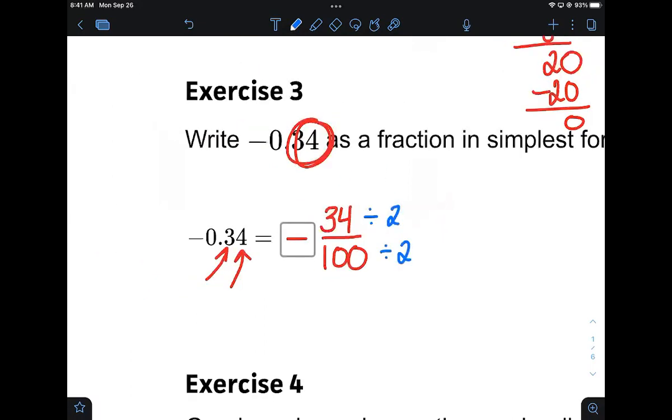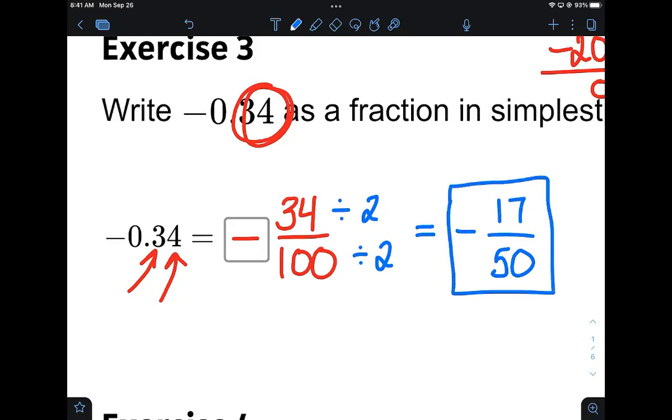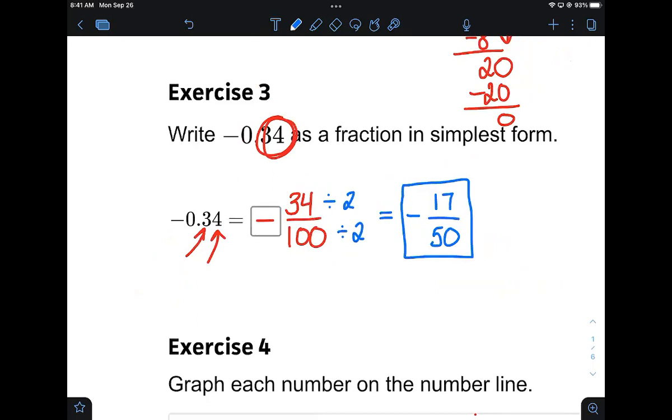All right, so Isaiah, what's half of 34? 17. And half of 100? 50. Now, can you think of a number that goes into 17 that also goes into 50? No, so it must be reduced then, and that's correct. 17 goes into 17, but 17 is not going into 50 evenly. So our answer is now reduced. Negative 0.34 or negative 34 over 100 reduces to negative 17/50. And that's how you turn a decimal into a reduced fraction.